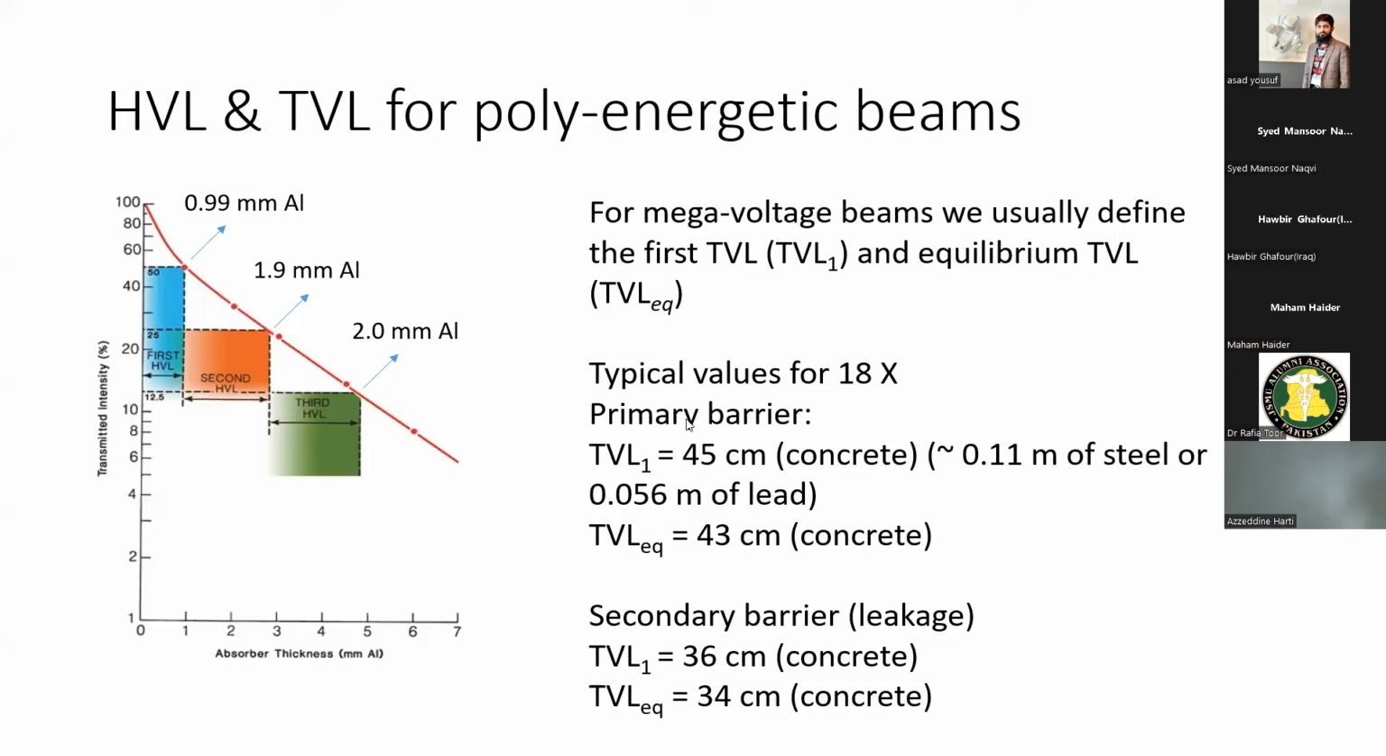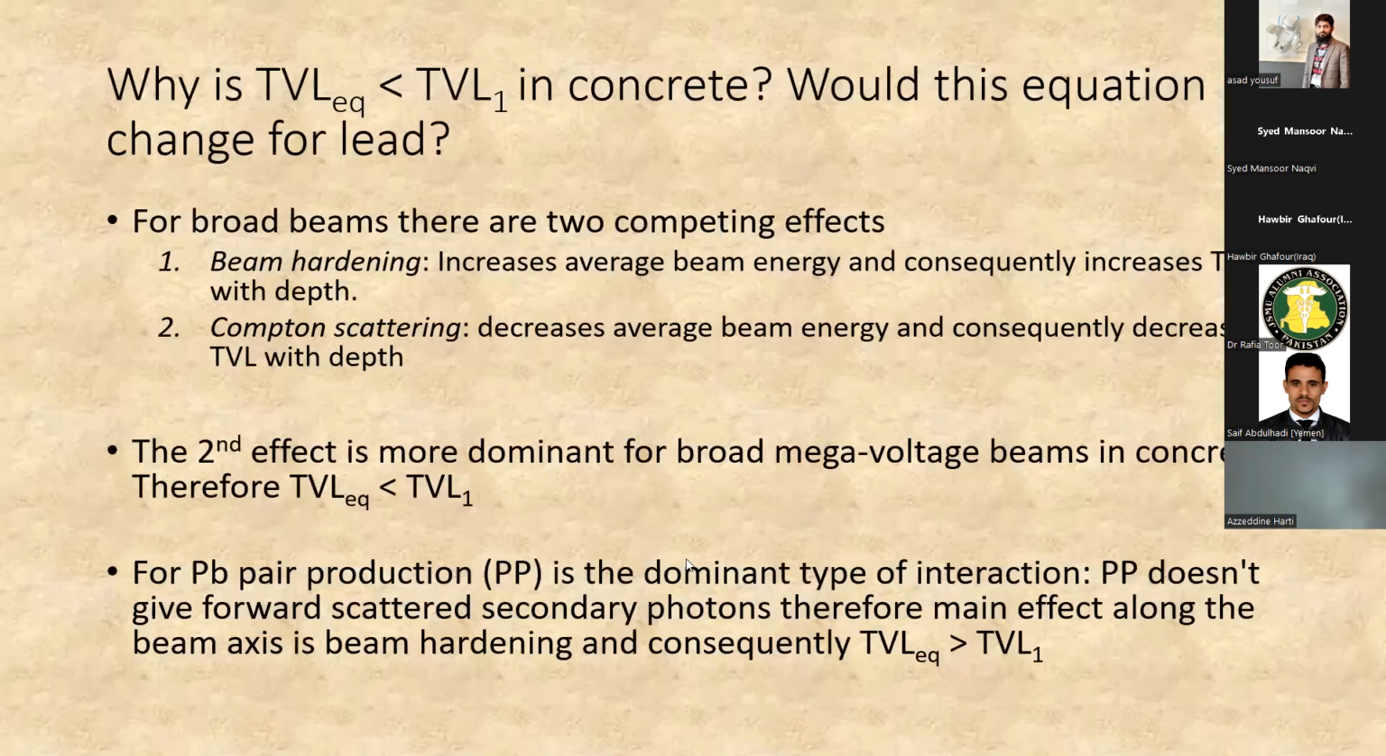Primary barrier is defined as direct to the beam. The secondary barrier is the scatter radiation all around the beam. So the primary barrier is at 90 degrees of the gantry, or 270 degrees, or 0 and 180 degrees. So these are the primary barriers. And the secondary barriers are all other angles. So why is there a difference between the TVL1 and the TVL equivalent? So this is the reason.